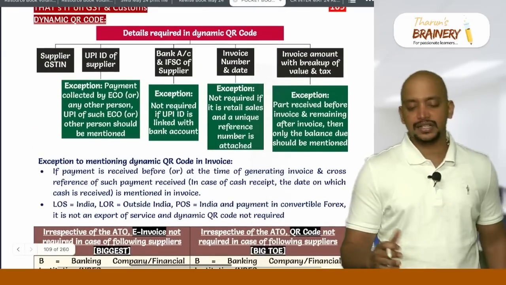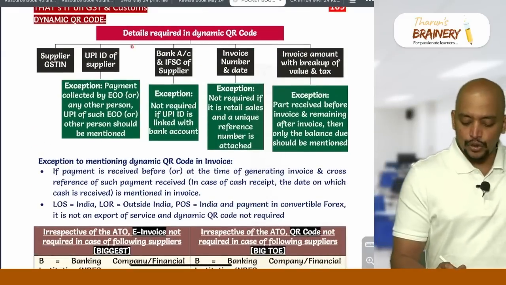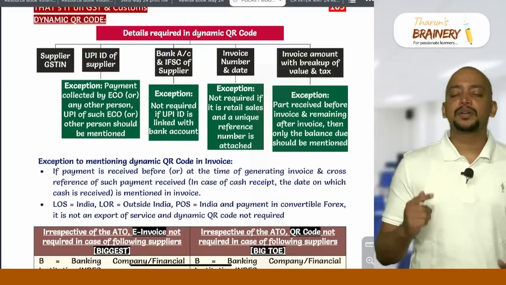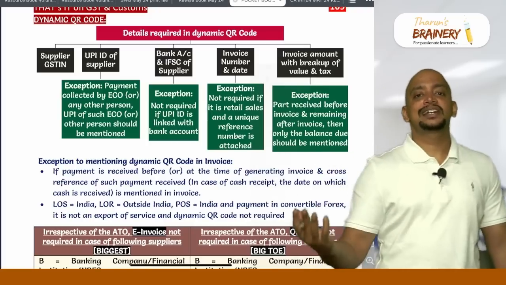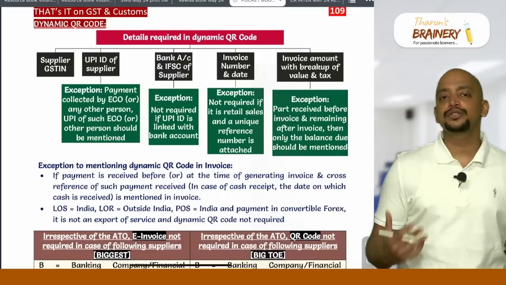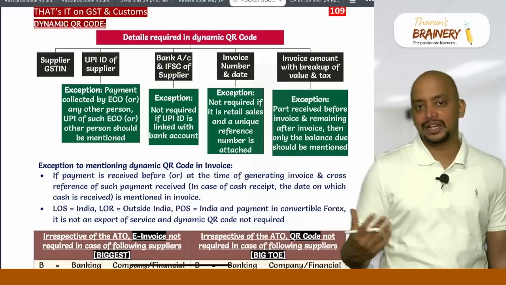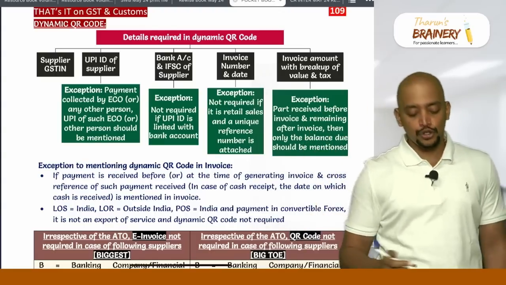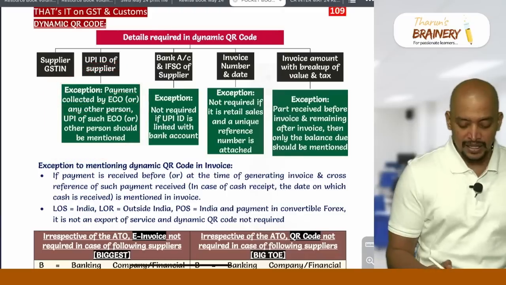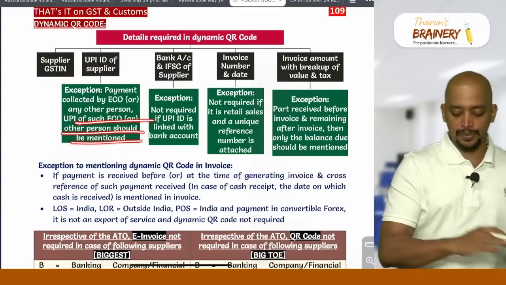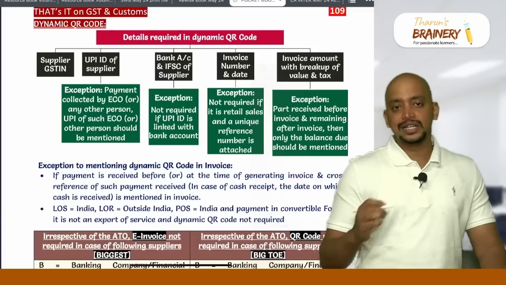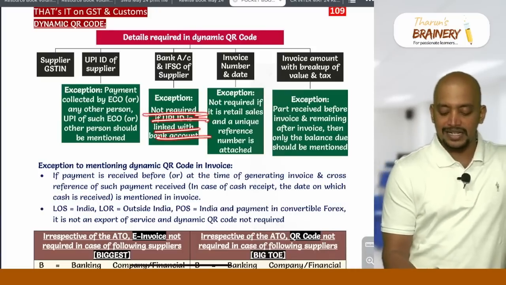And then some more exceptions are there. See this, generally UPI ID of supplier should be embedded into the dynamic QR code, but suppose the payment is not collected by the supplier but it is collected by the e-commerce operator or any courier agency. In case of Amazon, I am selling through Amazon, wherein my UPI ID will not be there because Amazon is going to collect. So Amazon's UPI ID should be embedded. So if the payment is collected by an e-commerce operator or any other person, the UPI of that e-commerce operator or other person should be mentioned. Then next, bank account and IFSC code of the supplier. So there is an exception: not required if the UPI ID is linked with the bank account.